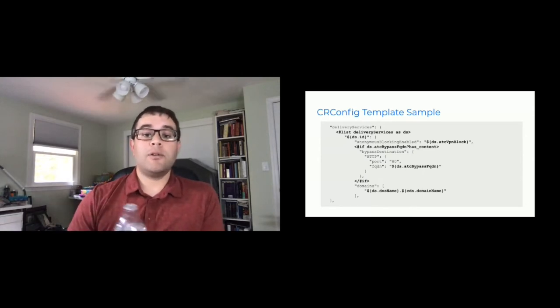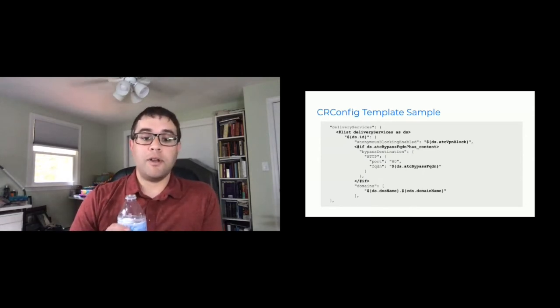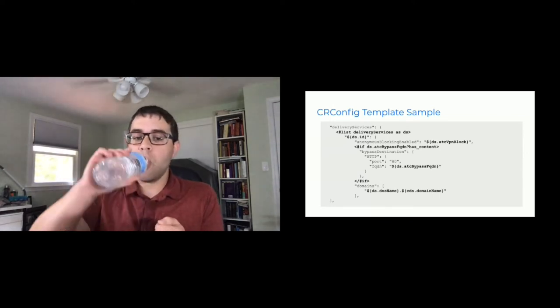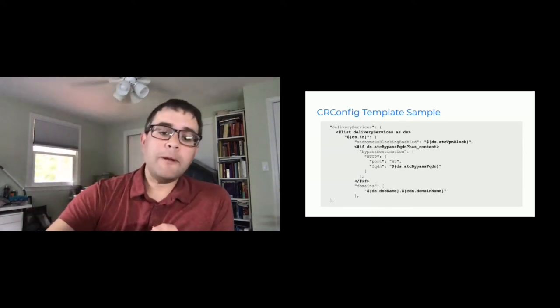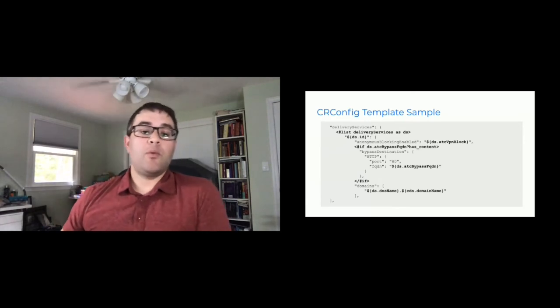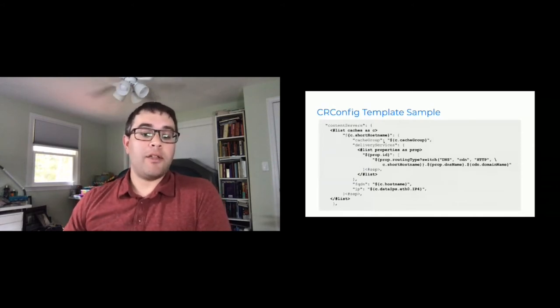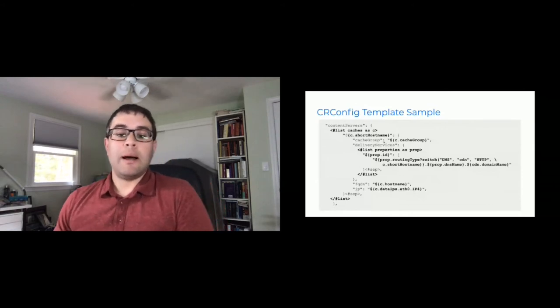Here is another example of our CR config template for the cacher or content server section. Here, again, we're iterating over all of the caches in the system, printing out the name, cache group, and so on. Here's one part I thought was particularly interesting.